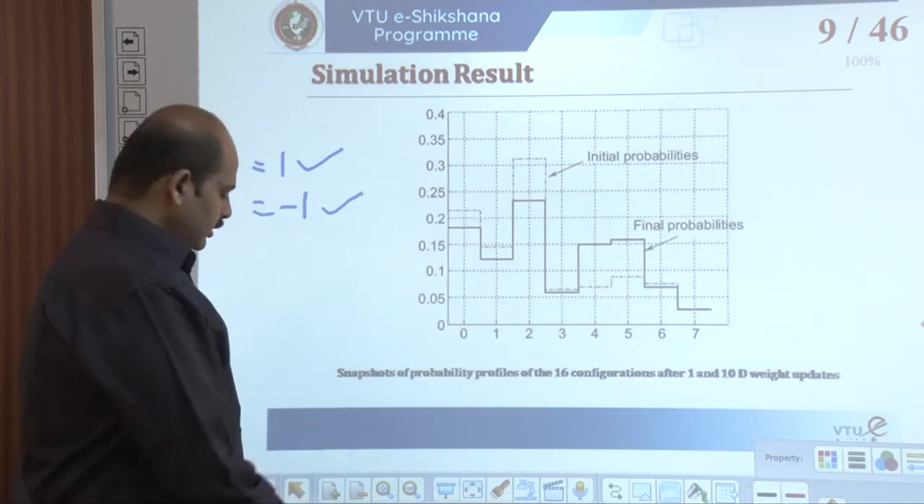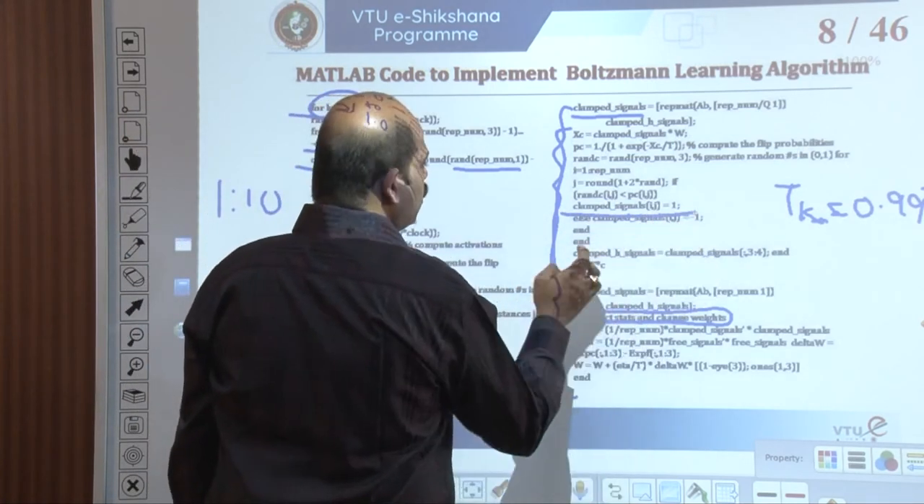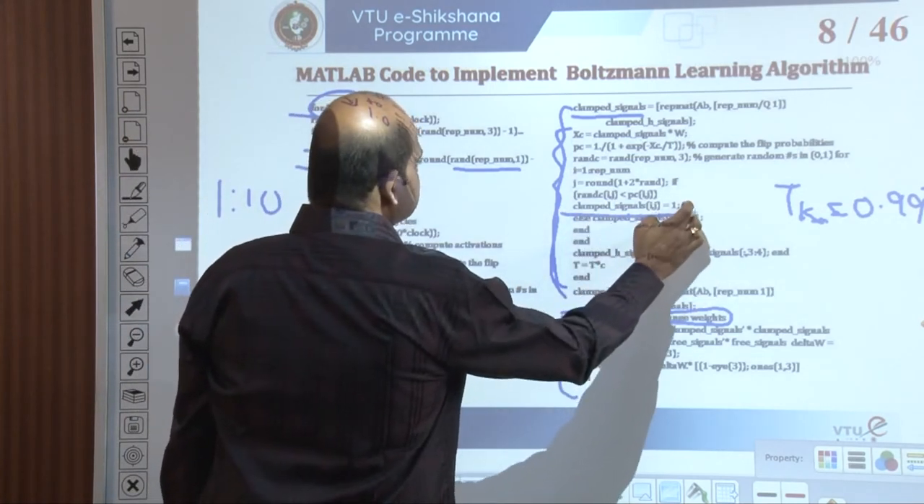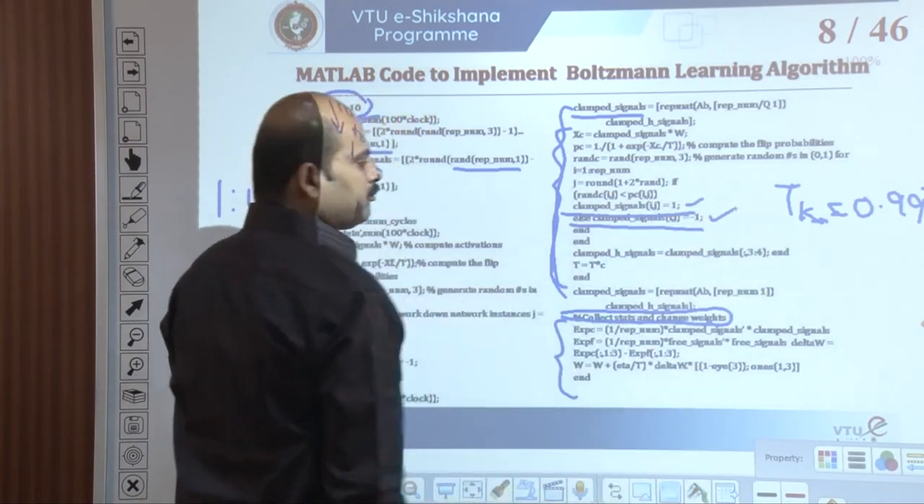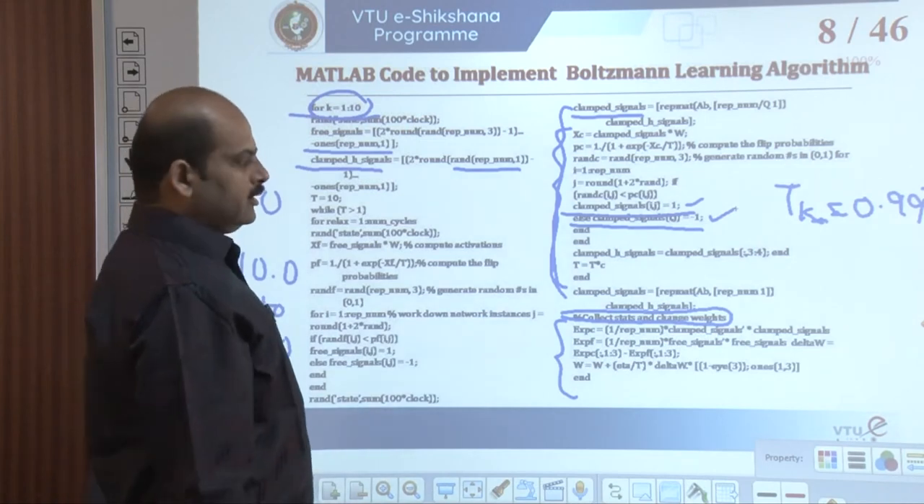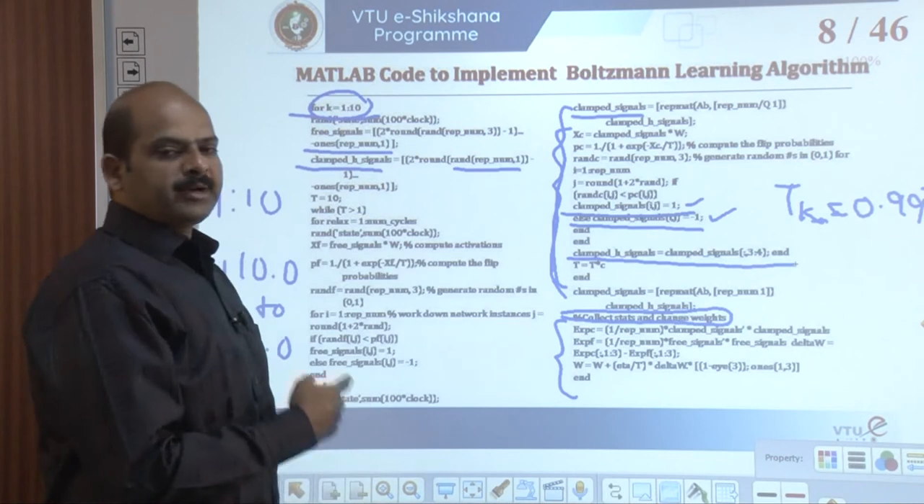Okay. So in the program, the clamped signals are going to be made over there. If the signal is satisfied, it is going to get 1; if the signal is not satisfied, it is going to get minus 1. And the clamped signals are going to be present over here.